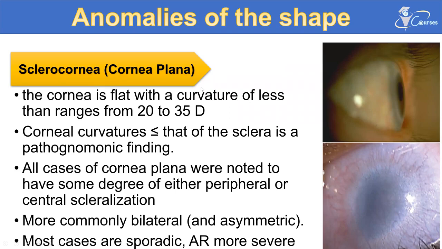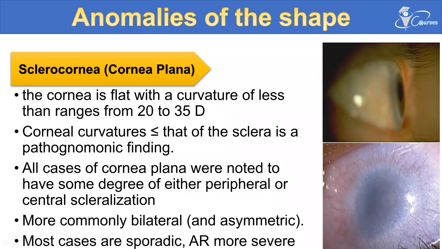Most of those patients are bilateral and asymmetrical, so it is more common to be asymmetrical rather than symmetrical. Most cases are sporadic. However, the autosomal recessive form is more severe. For sporadic patients, you can find that the scleralization is peripheral. However, for patients with the autosomal recessive form, it is more commonly central or total scleralization of the cornea.